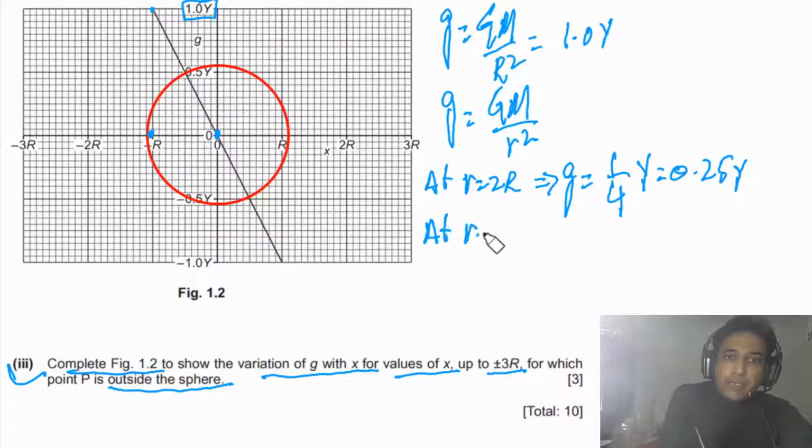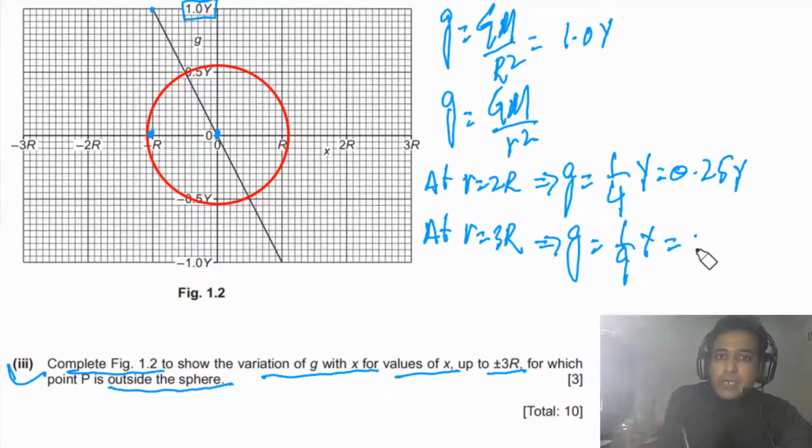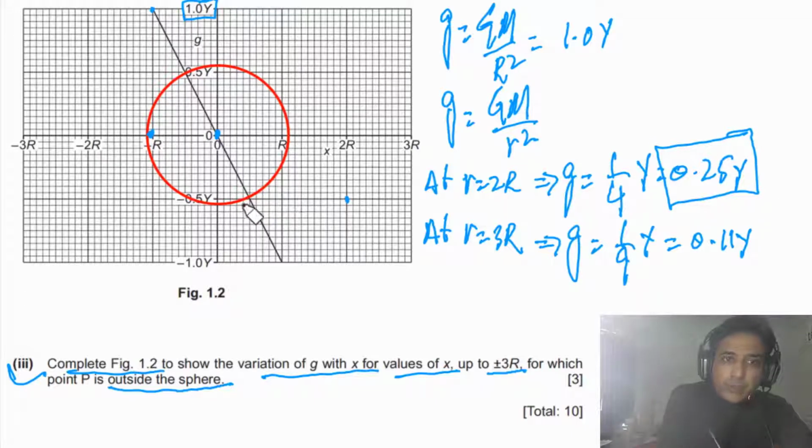And at distance r equal to 3r, we can also write down the value of g. This will be equal to 1 by 9 of y, or we can say 0.11y. Now we need to mark these points. So when distance is equal to 2r, at this point the value of g is equal to 0.25. So here we have 0.5y, so it will be half of that, means 1 2 3 4 5, means at this point. And again this value is about half of this, so it means it will be around here.